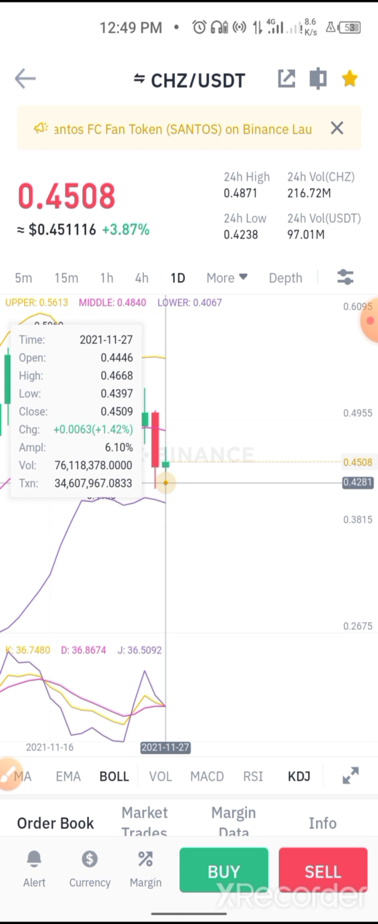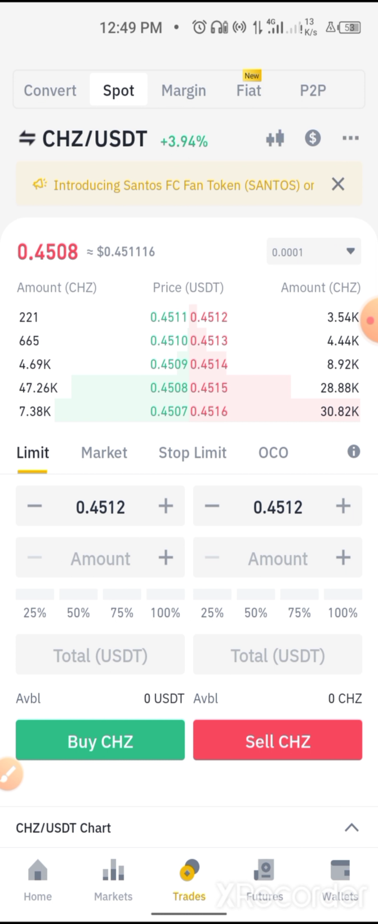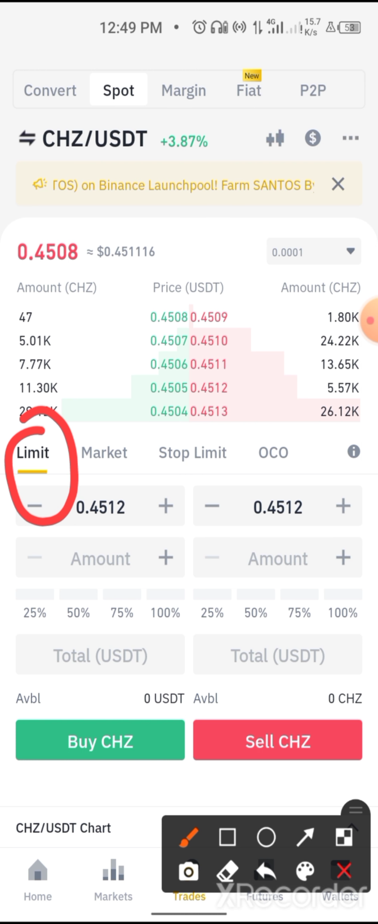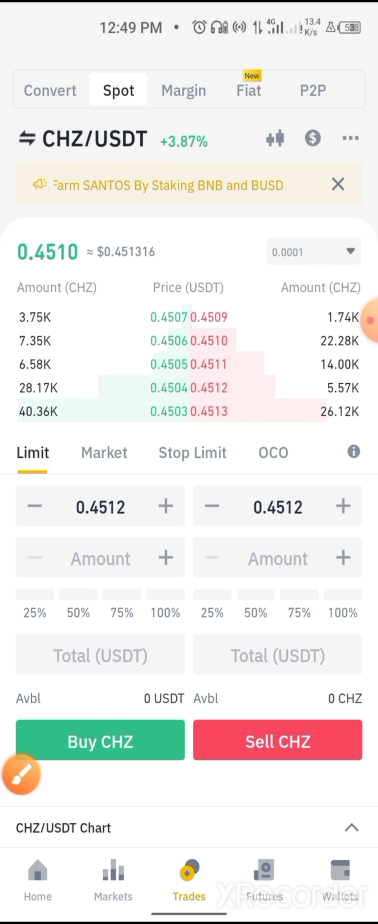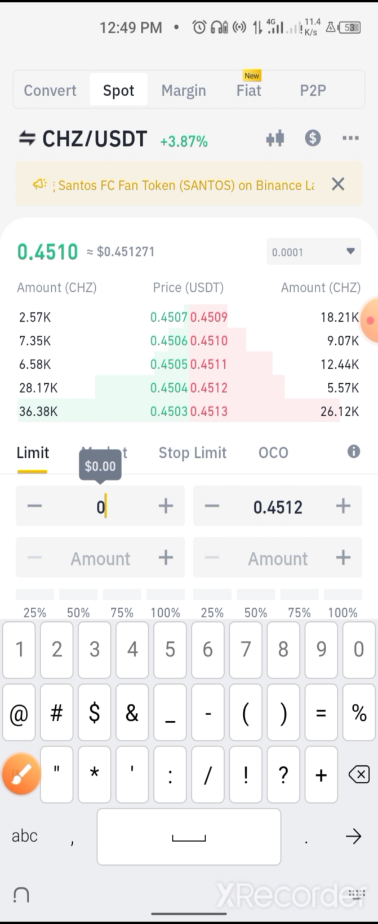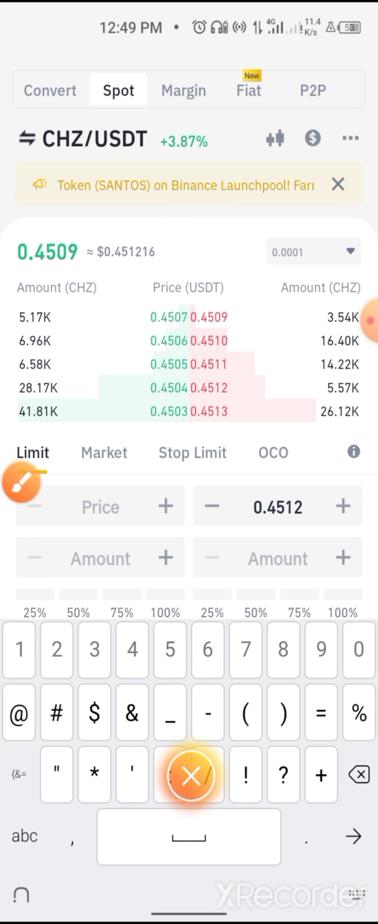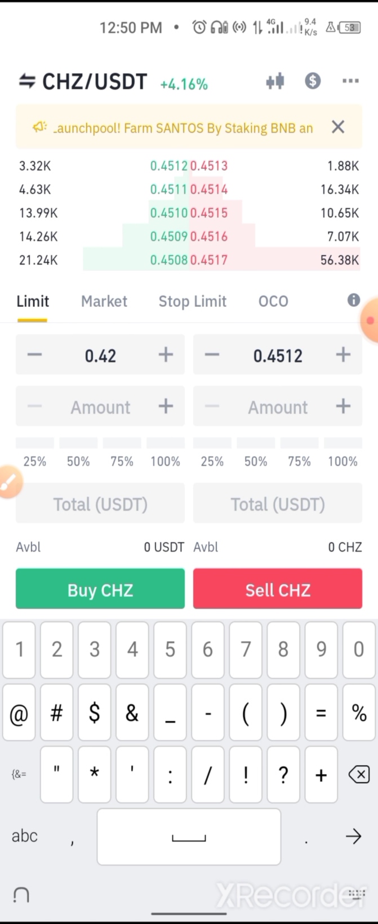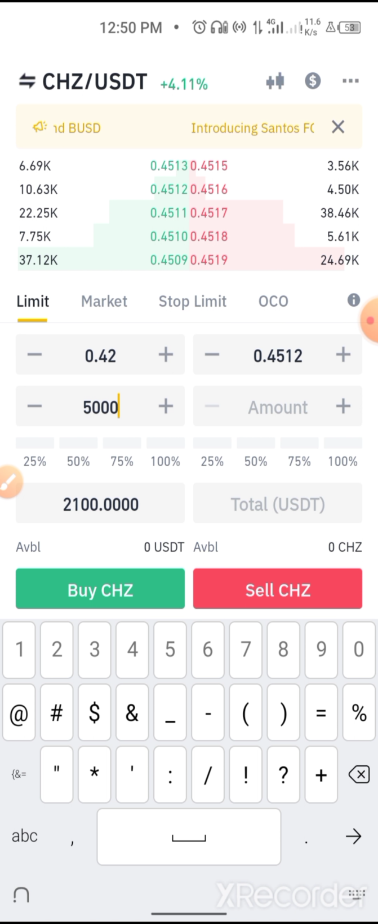If you want to buy at 0.42, there's no need to keep watching the market until it drops to 0.42. You don't need to do that. If you want to buy at that particular price, same with selling, you just come here and make sure it's highlighted on the limit order. Then the first field is the price. You put the price that you would like to buy, that's 0.42, and you include the amount, which is the quantity of the token you want to buy.